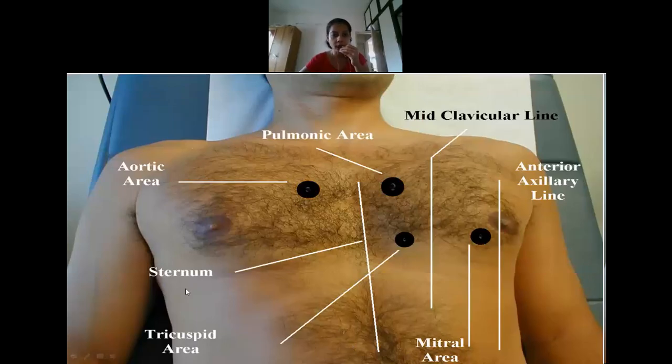Here also you can see the same figure. This is the mid clavicular line, an imaginary line you are drawing here. The aortic area is there, pulmonic area, tricuspid area, and we have the mitral area. This is the anterior axillary line. If you go this side, you will get the mid axillary line. You will study that in your ECG. This is your sternum.